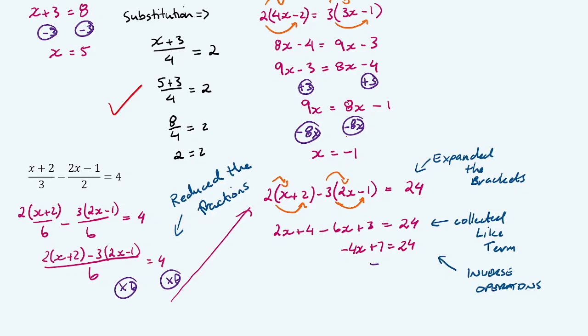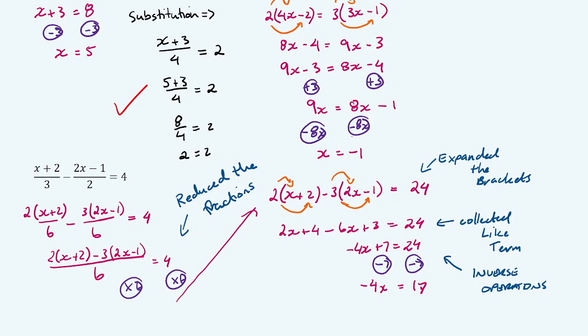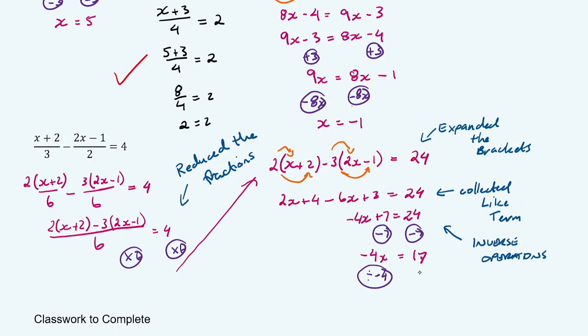Inverse operation here is fairly simple. I'm just going to take 7 away. Leaves me with minus 4x. And then 24 minus 7 is 17. Now I need to divide both sides by minus 4. Gives me x equals minus 17 on 4, which is also known as minus 4 1/4.